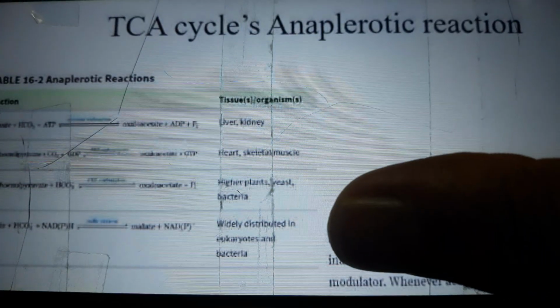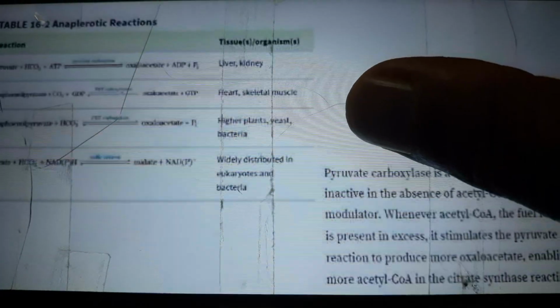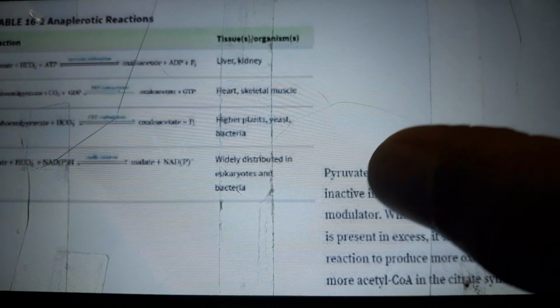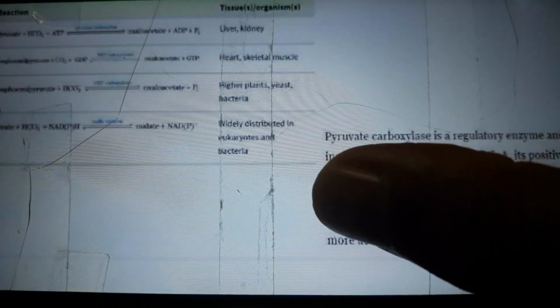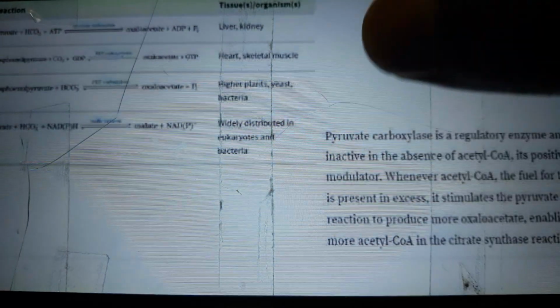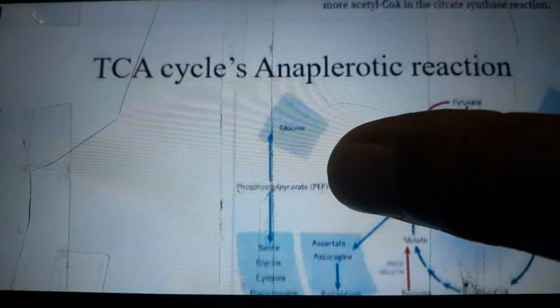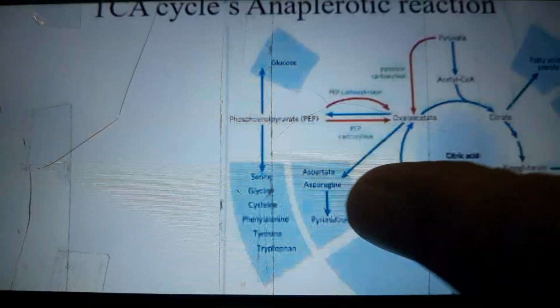TCA cycle's anaplerotic reaction. Here we have the reaction: pyruvate plus HCO3- plus ATP gives oxaloacetate plus ADP plus Pi. The first occurs in liver and kidney. The second is in the heart and skeletal muscle. The third is in higher plants, yeast, and bacteria, and the fourth is in widely distributed eukaryotes and bacteria. Here is a screenshot for that. Take a note of that.